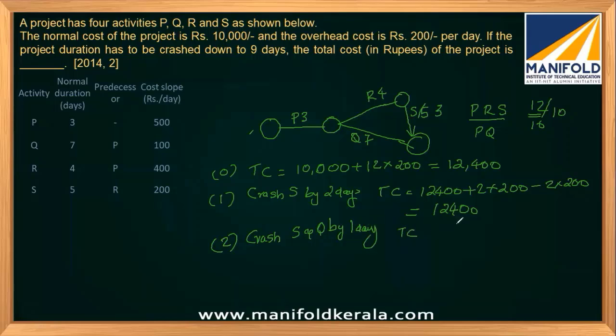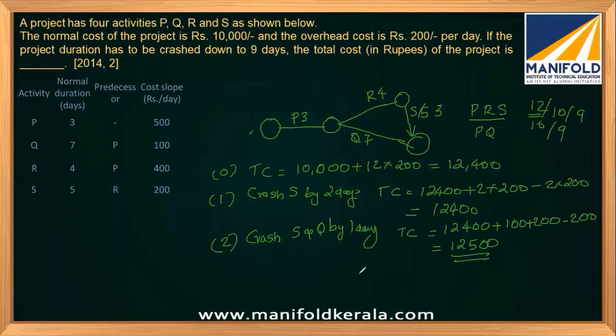Then our total cost will be this 12400 plus the cost of Q, which is 100, plus the cost of S, which is 200. And since we are saving 1 day, the overhead cost will be reduced by 200. So that will be 12500. So now our duration is 9 days, and that's what was asked. If the project completion time is 9 days, if the duration is limited to 9 days, what will be the total cost? So this will be the cost.